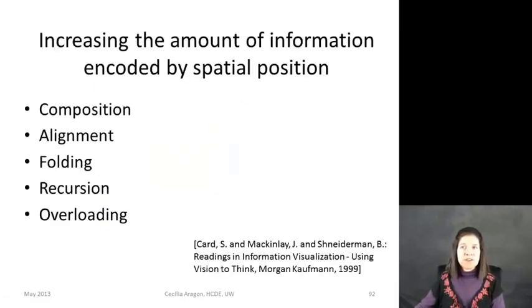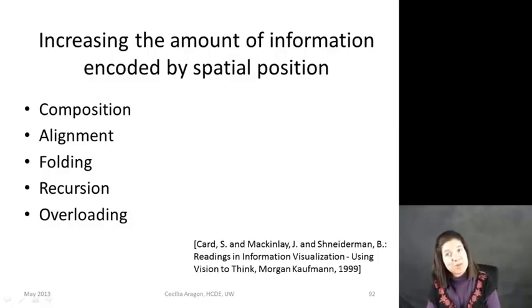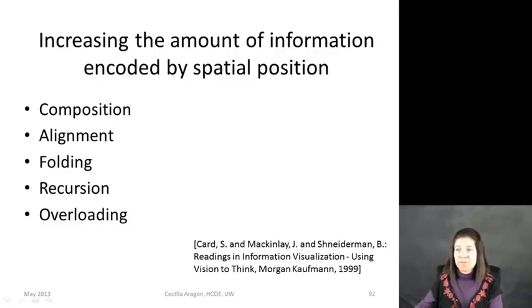All right, moving on to some new material. We already know from research data in human perception that spatial position is the most accurate representation of quantitative data. So how can we leverage this fact? In 1999, Card, McKinley, and Schneiderman proposed 5 techniques to increase the amount of information encoded by spatial position: composition, alignment, folding, recursion, and overloading. We're going to go through each of these slide by slide.